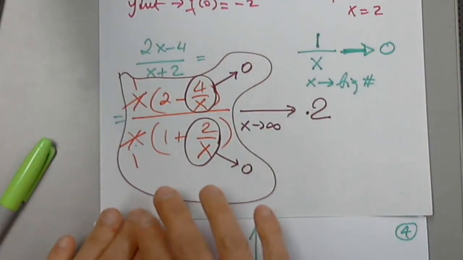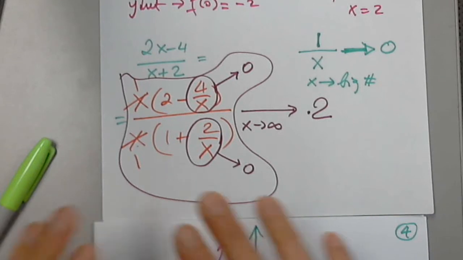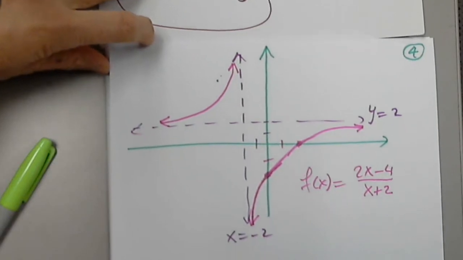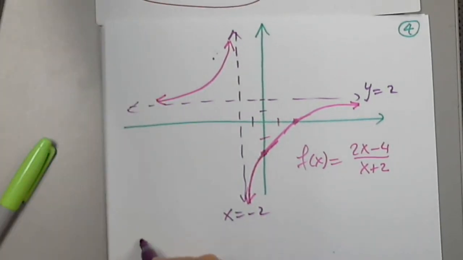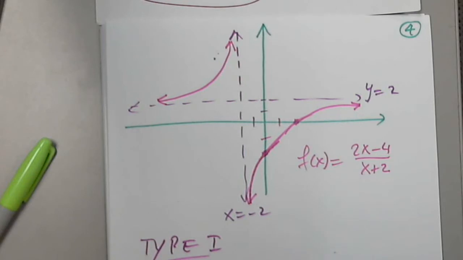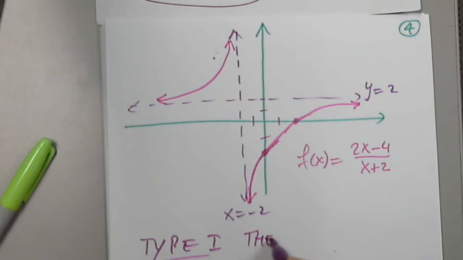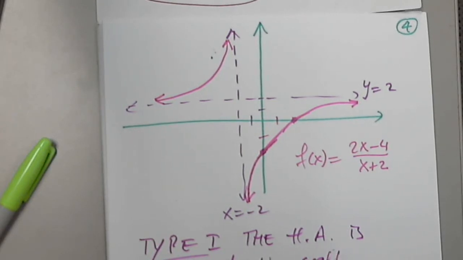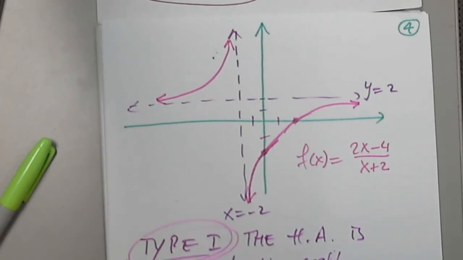You do not have to do this when you determine the horizontal asymptote. I just didn't want to say to you, it's this, without showing you why. Okay. So there is a shortcut, only for type 1. For type 1, which means the same degree, the horizontal asymptote is y equals leading coefficient over leading coefficient, only for type 1.